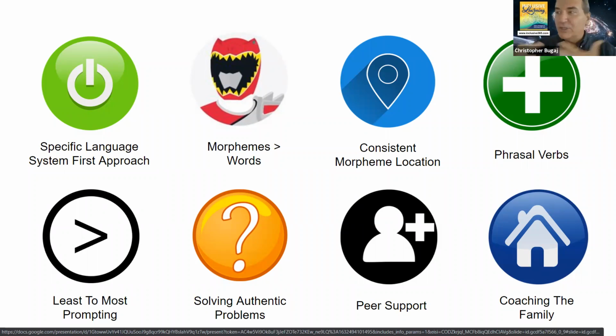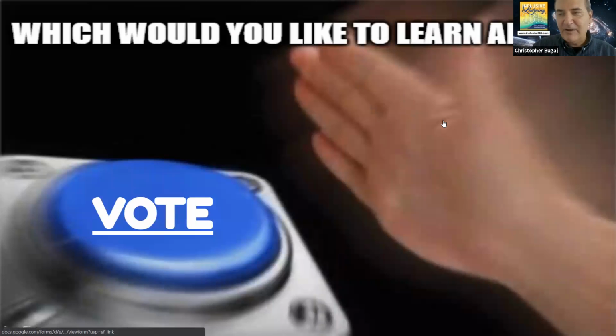Let's find out what you, the people here participating, want to hear most about. The way we're going to do that is I created a Google form for us. So which would you like to learn about? The entire thing is links to the Google form, but if you click on the word vote, that'll take you to the Google form. All 8 of those are listed there. Choose the one that is burning in your mind the most.